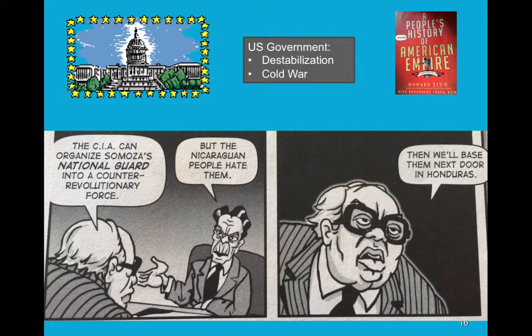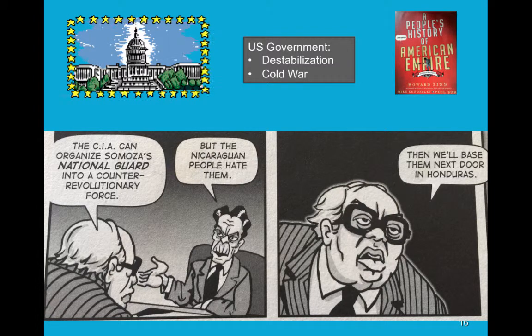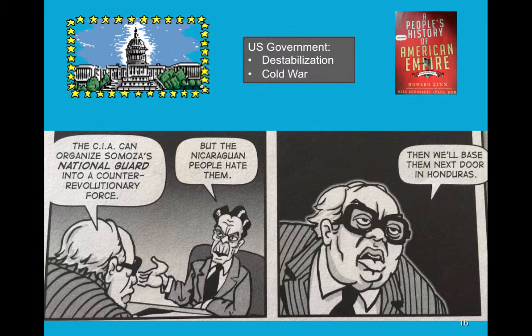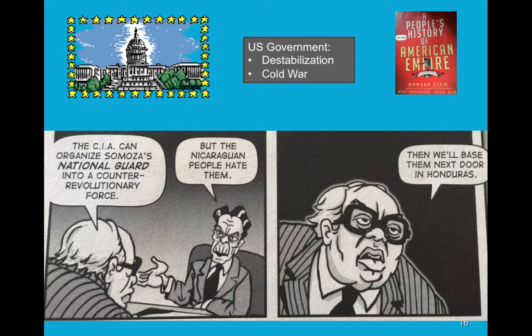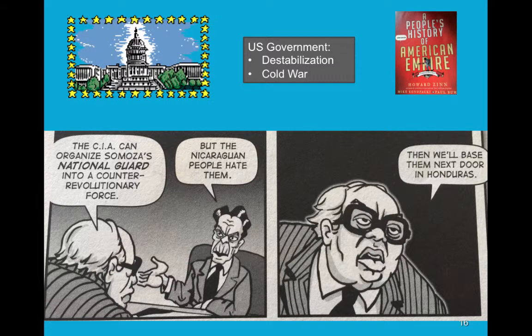Here we go. The CIA can organize Somoza's National Guard into a counter-revolutionary force. Reagan says, but the Nicaraguan people hate them. Then we'll base them next door in Honduras. Honduras tends to be a base of operations for many of our overthrowing movements in Latin America. And so, of course, we're going to use the ousted Somozas to try to oust the Sandinistas from power.